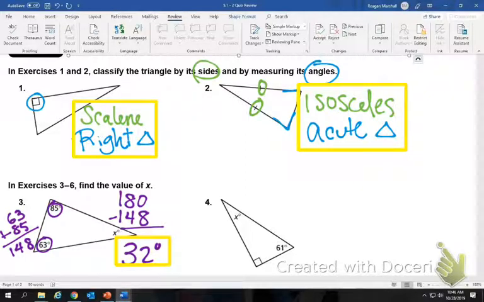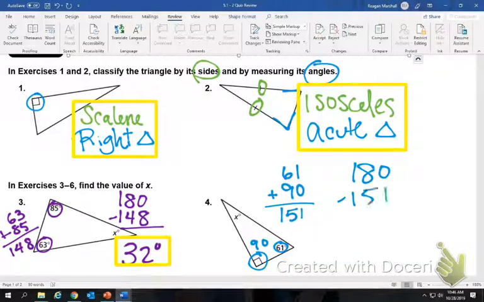Number 4, it looks to be the same thing. We have a 61 degree angle. What does this box mean? 90. So if we have 61 degrees and 90 degrees already, what is 61 plus 90? 151. So to find out what remains, we subtract from 180. What is 180 minus 151? 29.